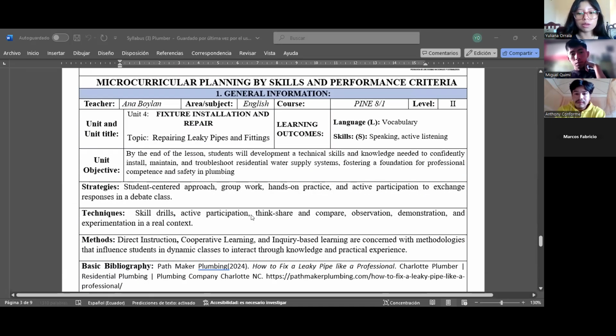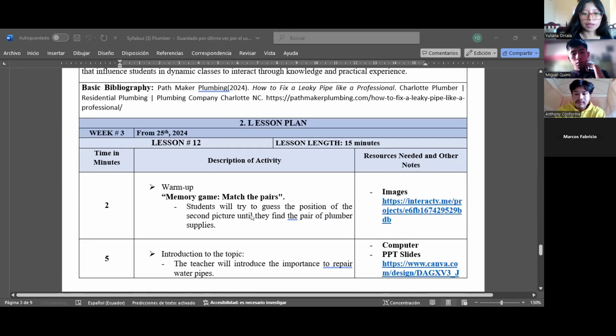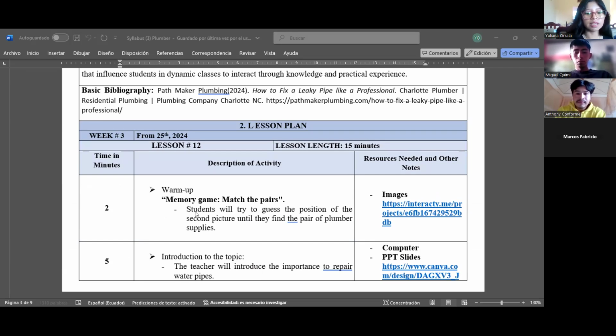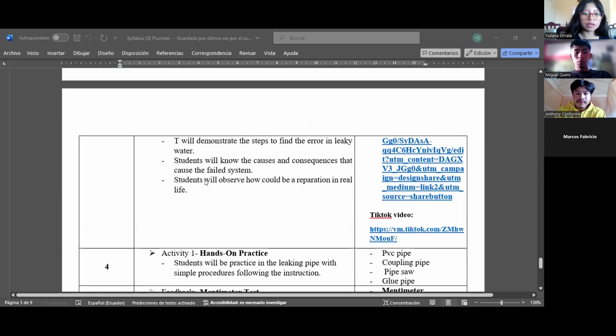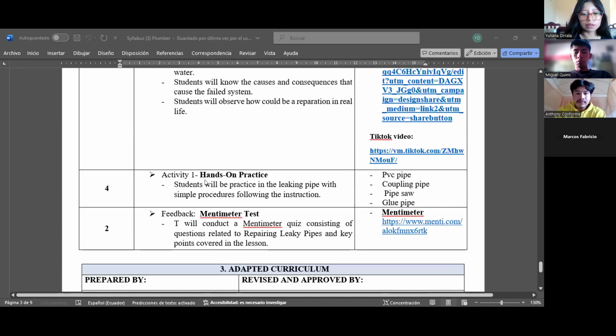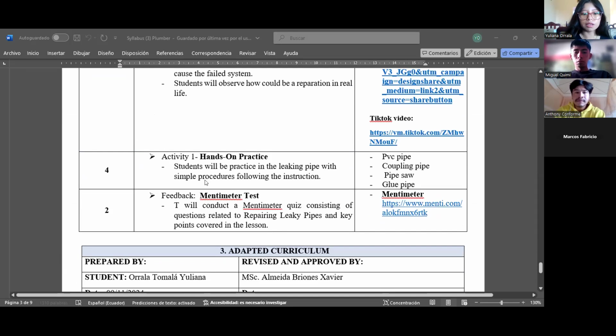Okay, this is the lesson plan. It's about what we are going to do today. First, we are going to start with a warm-up, a memory game, match the pairs. The next is the introduction of the topic. Then a shared activity, maybe a demonstration of how you can repair a leaking tap. And finally, feedback using the Mentimeter application. Okay.